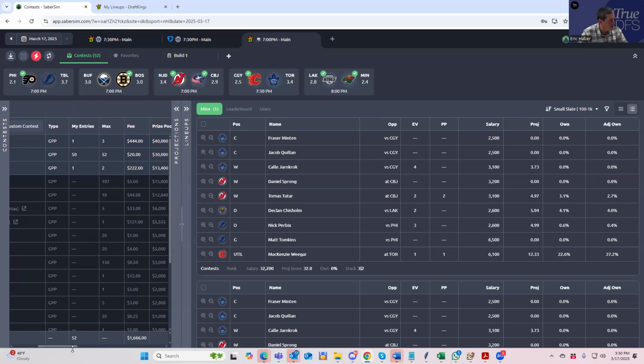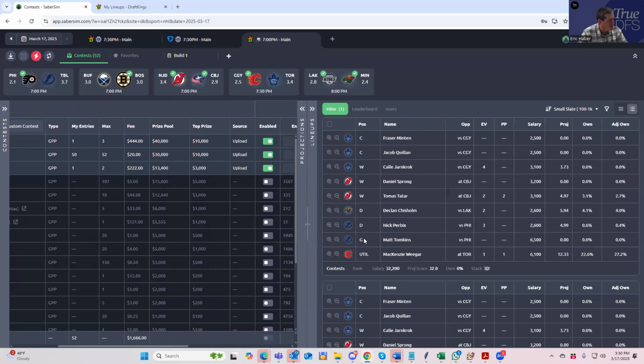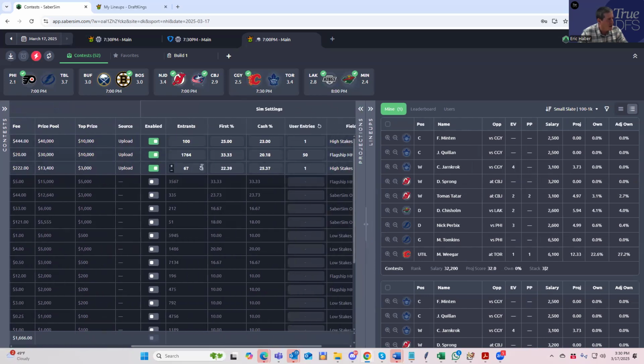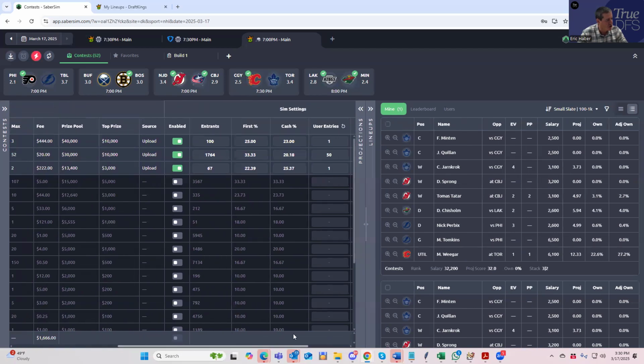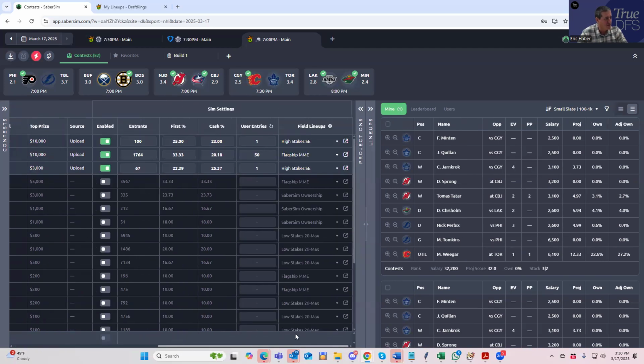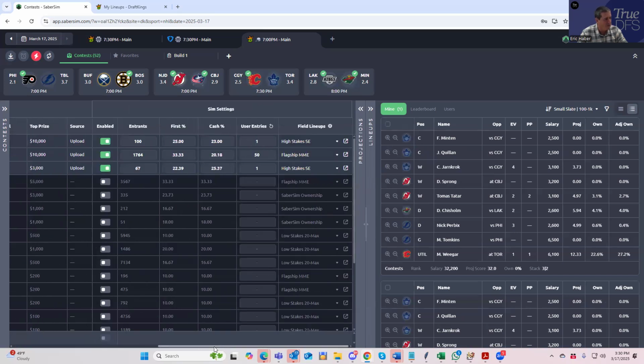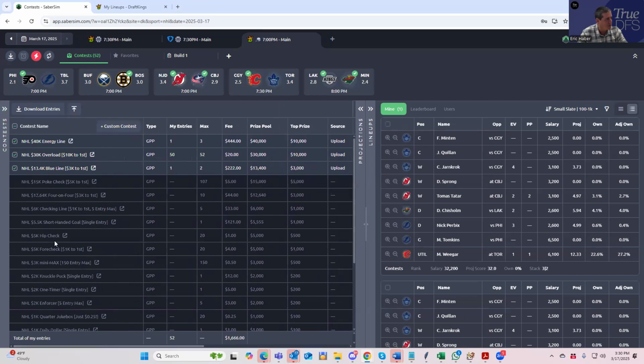As you'll see, what SaberSim does is it pre-enters all the data of number of entrants, what first prize is, what second is, what the cash rate is, things like that, so that it can do a good job of putting the right lineups into the right contests. Now you see it has the field lineups that it's going to use to determine what the field is likely to do, and I don't ever override that with my own stuff, especially with hockey. I let SaberSim do its thing as far as that goes.